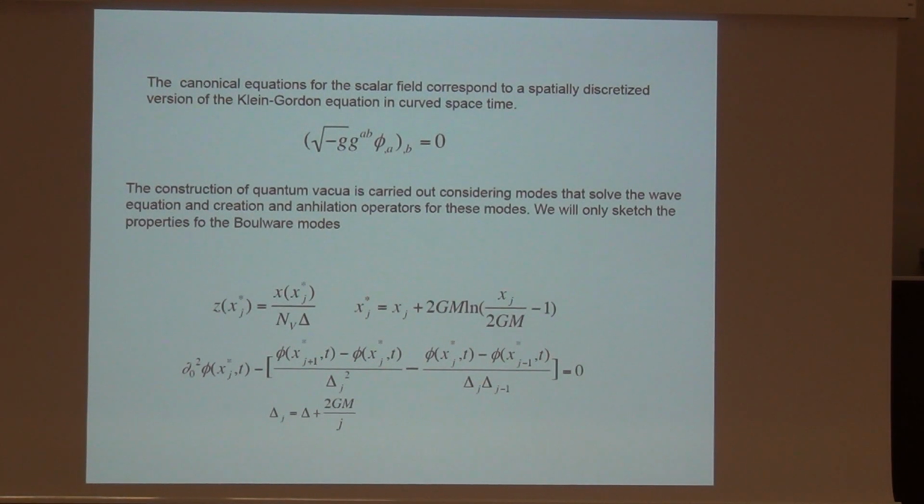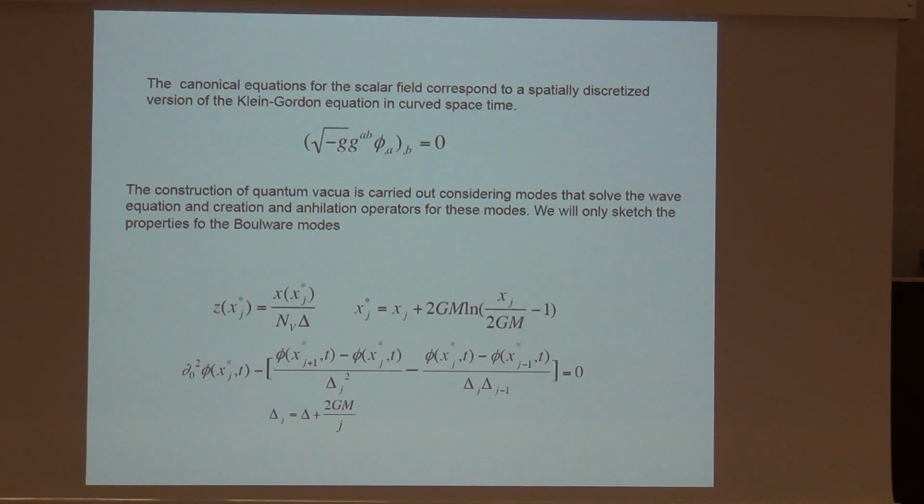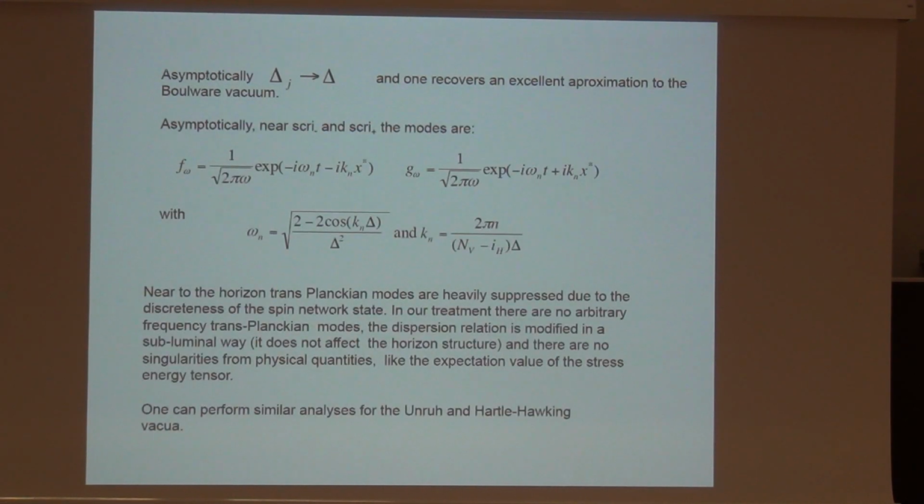And we don't want to do that because, as I said before, outside the black hole, we are approximating the continuum with an excellent approximation. So all these details of the different spacings and so on should go away. And indeed, if you look far away from the black hole, the spacing becomes uniform, and the modes become the usual modes of quantum field theory in curved spacetime.